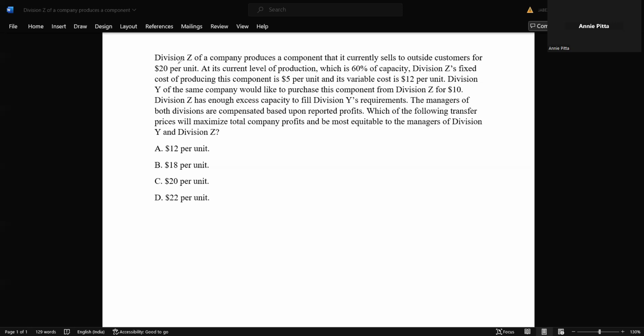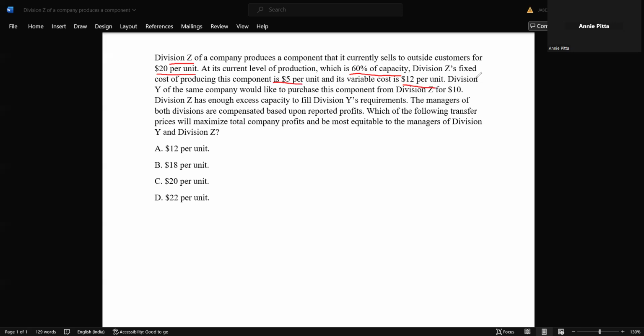The details are that there is a Division Z which is at present producing a component and selling to outside customers at the rate of $20 per unit. This Division Z is at present operating at 60% of capacity, which means that the unused capacity is 40%. Then the cost structure is also given. We see that the fixed cost is $5 per unit and the variable cost is $12 per unit.